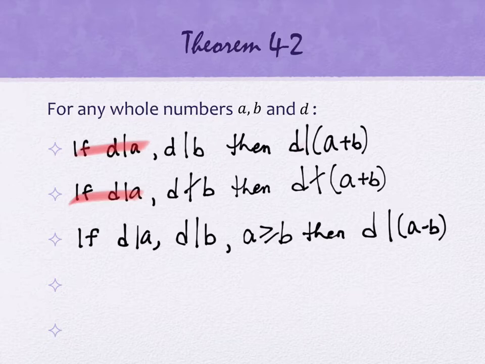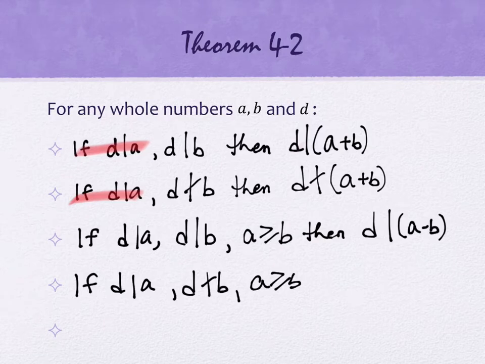And it's going to fail exactly the same way the second step failed if D does divide A, but D does not divide B. And again, we've got A greater than or equal to B just so that we can make sense of having a positive number. But D will not divide A minus B.